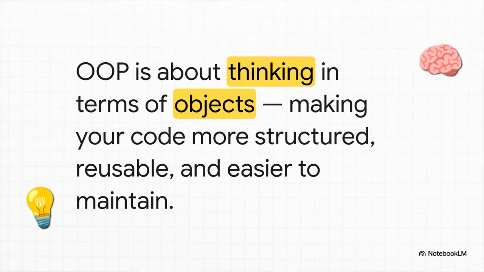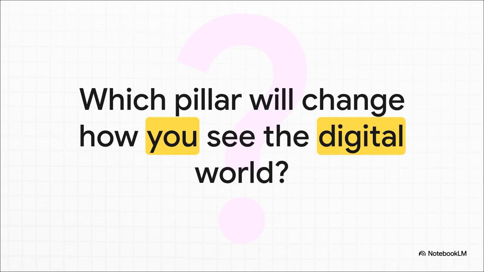So, if there is one big idea to walk away with, it's this. OOP isn't just a style of coding, it's a way of thinking. It's a mental model for taming complexity by seeing the world as a collection of these neat, interactive, reusable objects. And that brings us to a final question for you. Now that you know about encapsulation, abstraction, inheritance, and polymorphism, which one of those ideas is going to change how you see the apps and games you use every day?